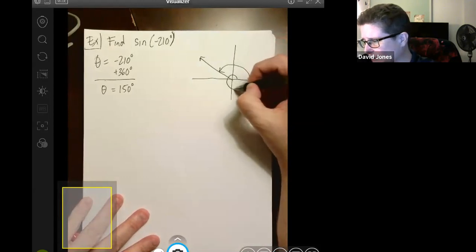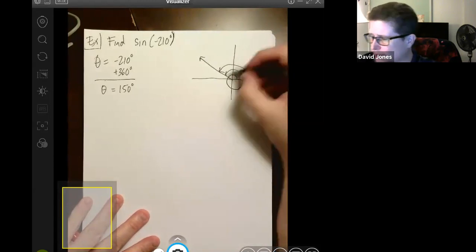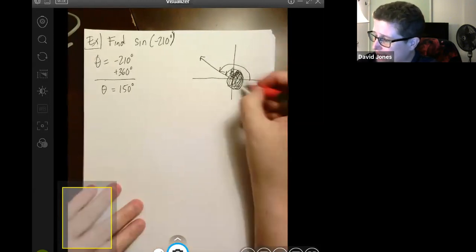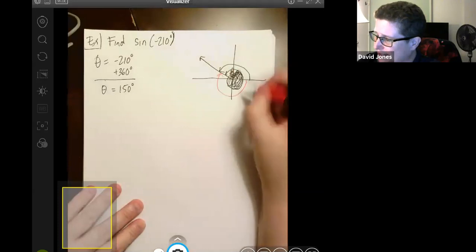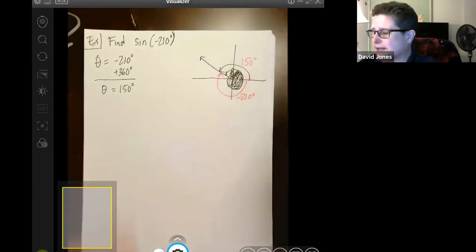Actually, it goes all the way around. But, oh, it goes the other way, really. What am I doing here? It's really going that way. That's the negative 210. This is 150 degrees.